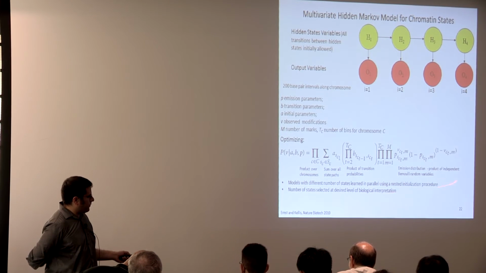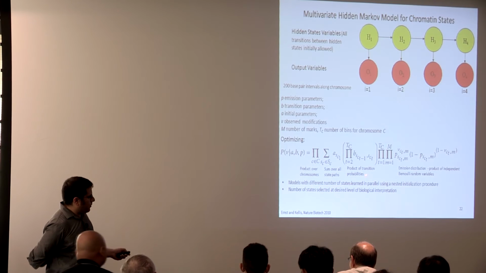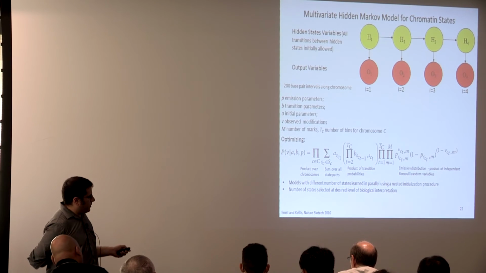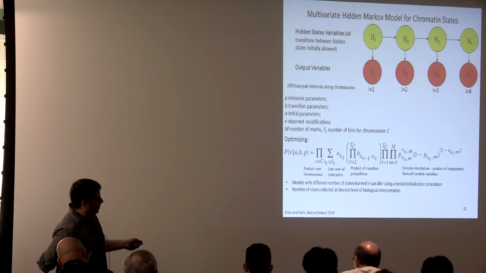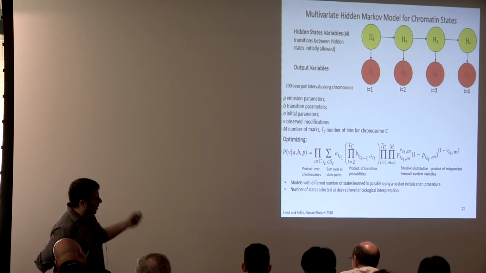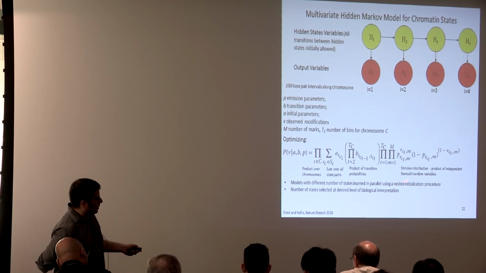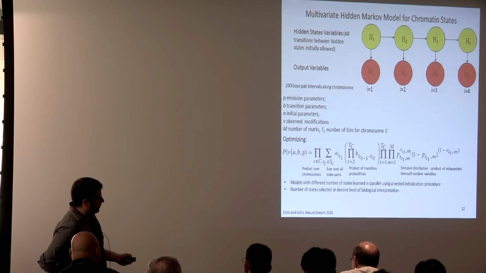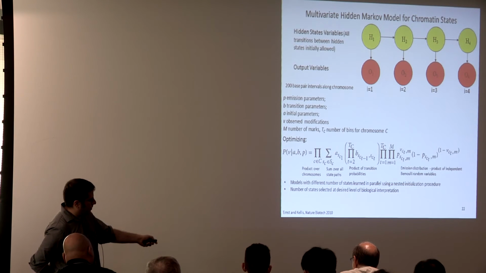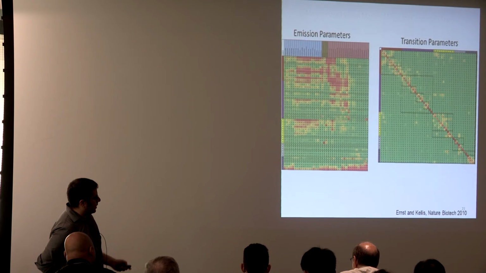And then, learning models with different numbers of states can be done in parallel. Depending on how you initialize the parameters when you start the model search, you could end up with different models. The software I implemented has a specific default way to do this, but I won't go into details about that. It's in the paper if you're interested in reading about it.